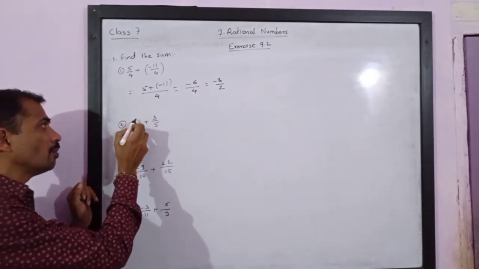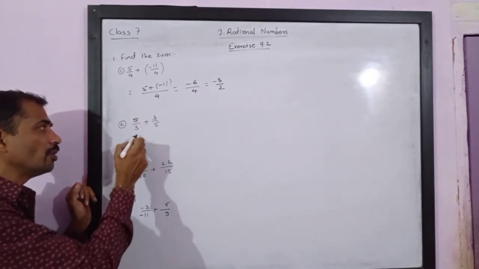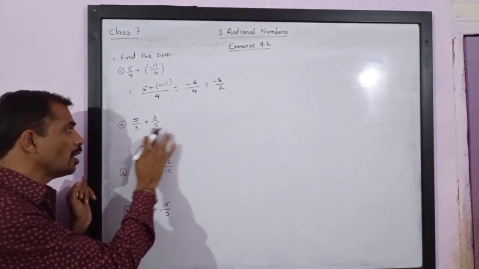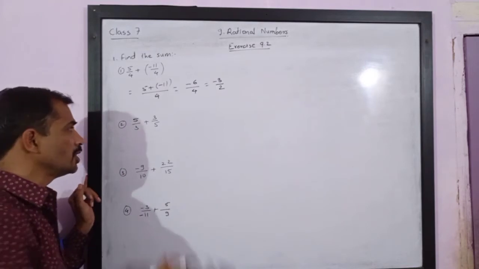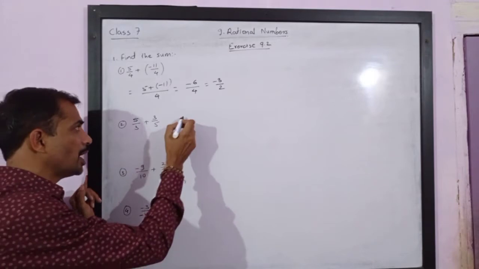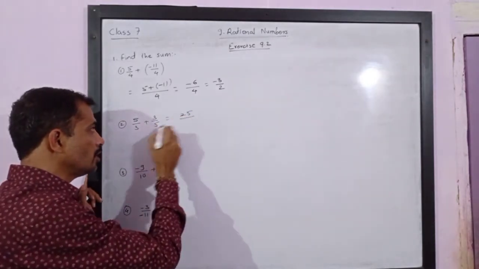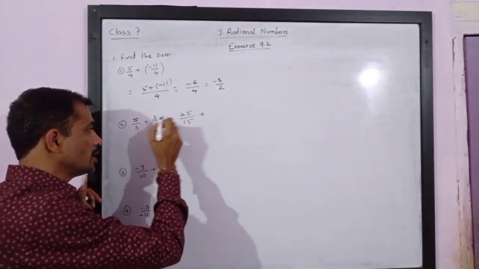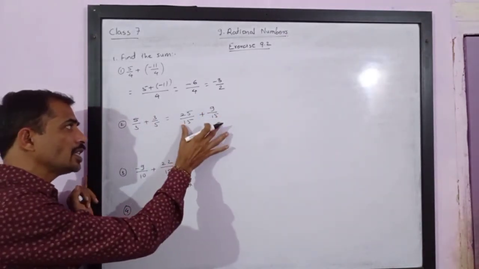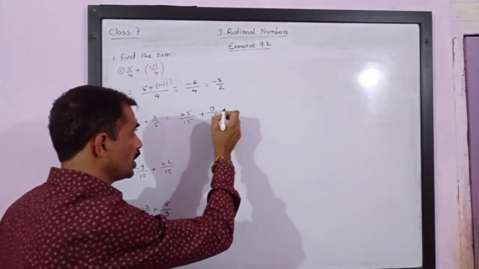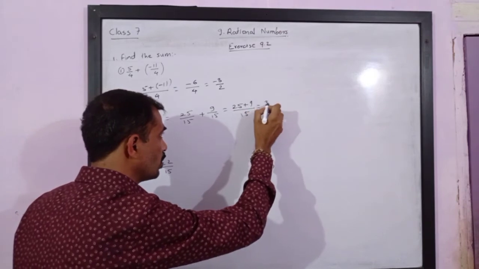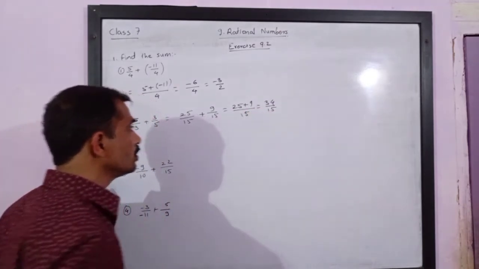Next is 5 upon 3 plus 3 upon 5. Please note here, denominators are not same. So in order to make the denominator same, we multiply by the LCM of each other. So here we will get 5 multiplied by 5, that is 25 upon 3 fives are 15, plus 3 threes are 9 upon 15. Now denominators are same. If denominators are same, we add numerators. So this is equal to 25 plus 9 upon 15, that is equal to 34 upon 15.